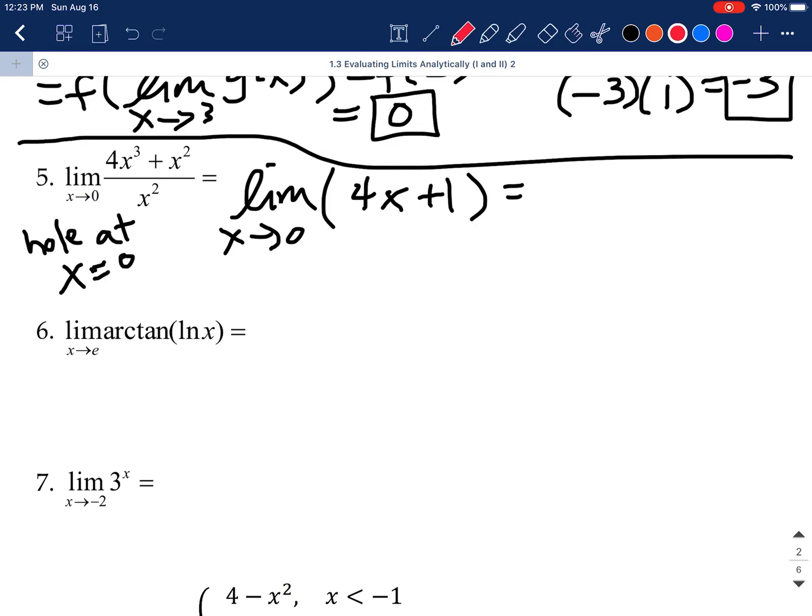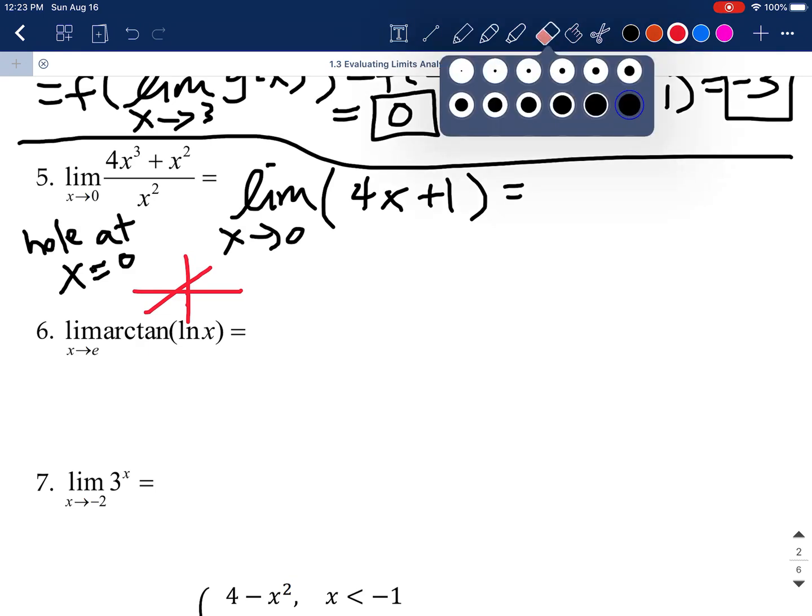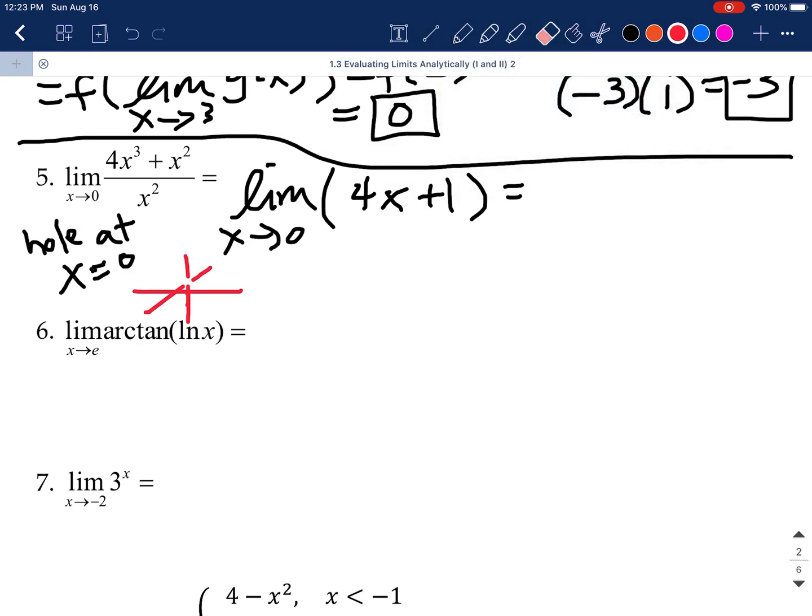But for limits, so if we get 4x plus 1, it's going to look something like that. At 0, it having a hole there is not a problem, because the limit still exists at the hole because you're approaching the same value from the right and from the left. So we'll just get 4 times 0 plus 1. So our limit is going to equal 1, which of course is the y-intercept of the line.